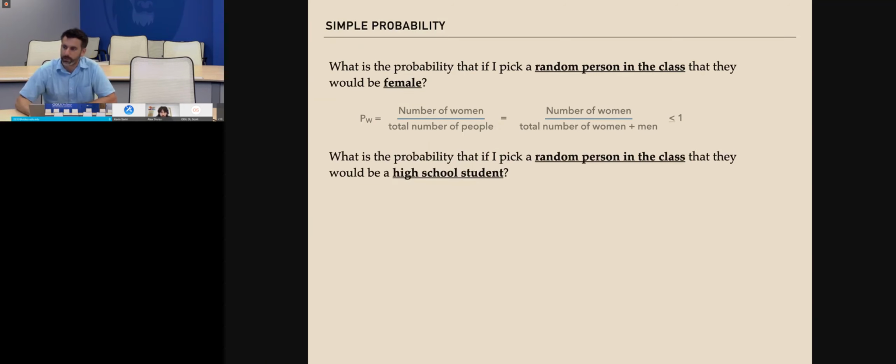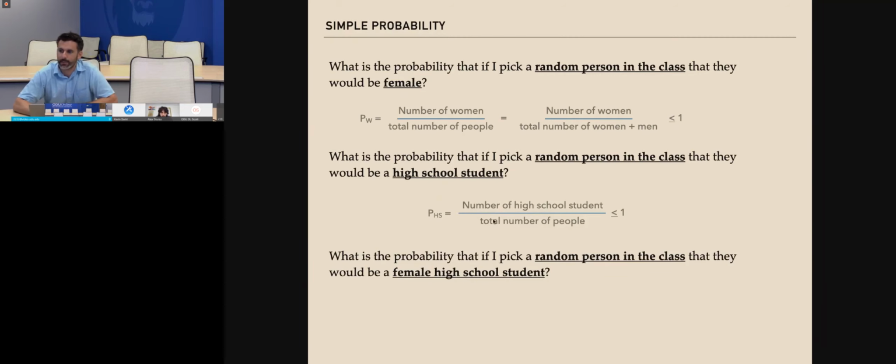Okay. So instead, let me ask a different question: what if I randomly pick a person from the room? What is the probability that that person is a high school student? Well, it's the same exercise, right? All I have to do is grab everybody and then count those that are high school students. I would just take the total number of high school students and divide it by the total number of people. And that would give me, again, the probability that the person in the streaming session is a high school student.